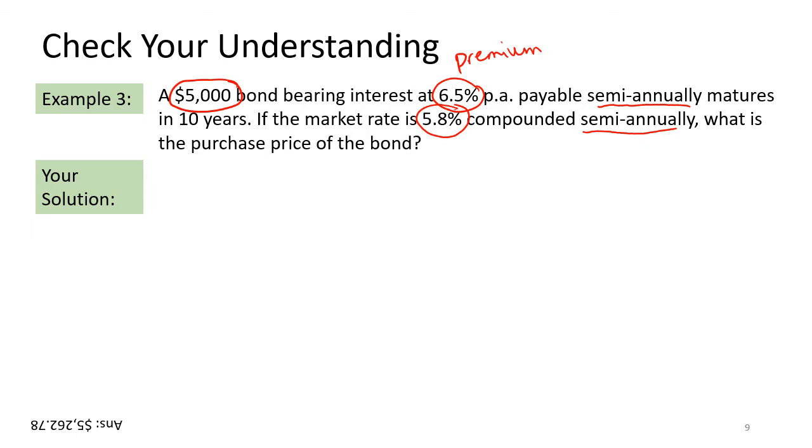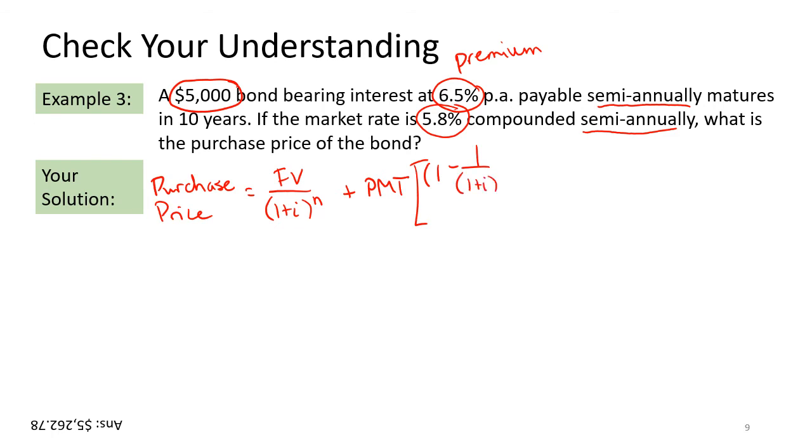Okay? So just like in the last question, we're going to start with our formula. The purchase price is equal to our face value divided by 1 plus the periodic interest rate to the exponent n, plus the annuity portion, so our regular interest payments, multiplied by 1 minus 1 divided by 1 plus the periodic interest rate to the exponent n, divided by the periodic interest rate. Okay? So again, I start writing all of the items that I have.